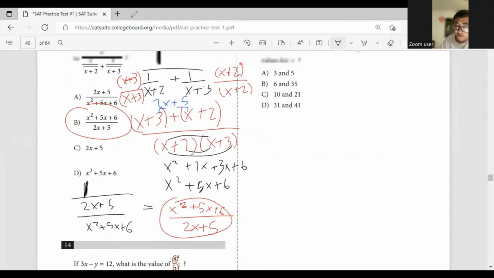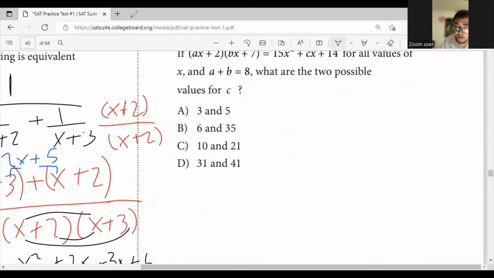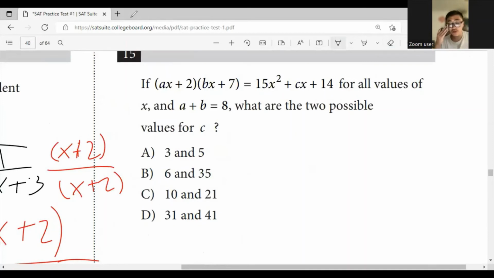All right, number 15. If ax plus 2 times bx plus 7 equals 15x squared plus cx plus 14, for all values of x, and a plus b equals 8, what are two possible values for c? Okay, so I know a plus b equals 8, right? And let's try to FOIL this out first.